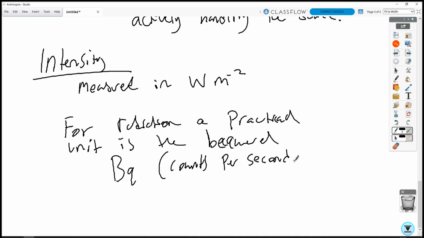For radiation, a practical unit is the becquerel, which is Bq, which means the counts per second. So if you count 4 per second, it's 4 Bq. If you count 20 per second, it's 20 Bq.